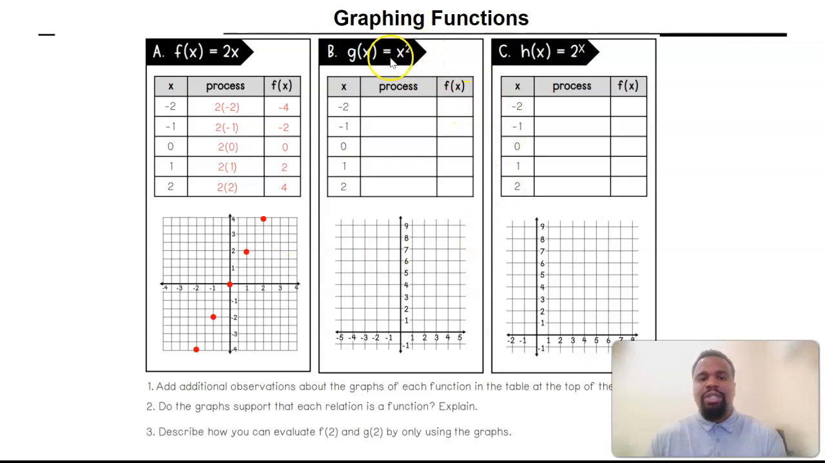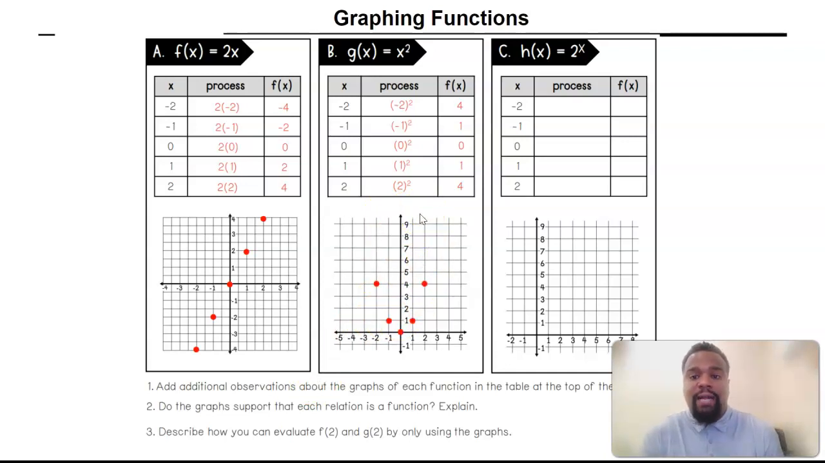Okay, same thing for g of x, x to the second power. So I substitute -2 for x, -1 for x, 0 for x, 1 for x, and 2 for x. And then when I do that, I get my output. And so this is what I have. Then your ordered pairs are -2, 4; -1, 1; 0, 0; 1, 1; 2, 4. And if I was to plot these points, this is what our graph will look like.